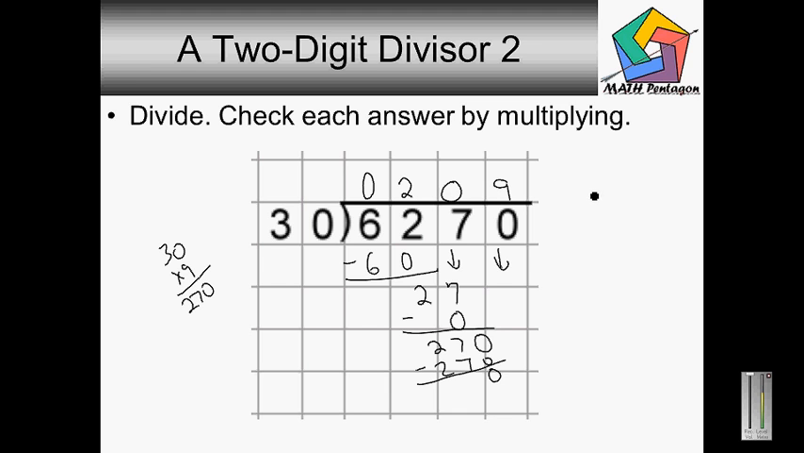Now I could check my answer by doing 209 times 30. 0 times 9 is 0. 3 times 9 is 27. Carry the 2. 3 times 0 is 0, plus the 2 is 2. And 3 times 2 is 6. And I wind up with 6,270. As you can see, it checks out. So yes, 209 is my final answer for this problem right here. So 209 is my final answer for this.